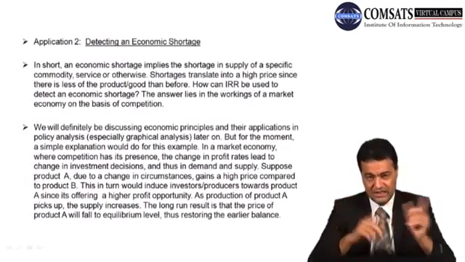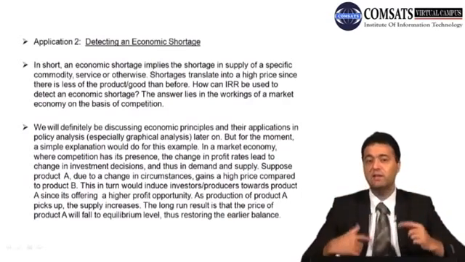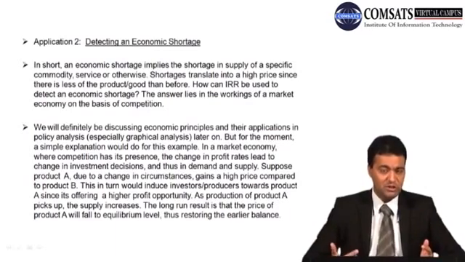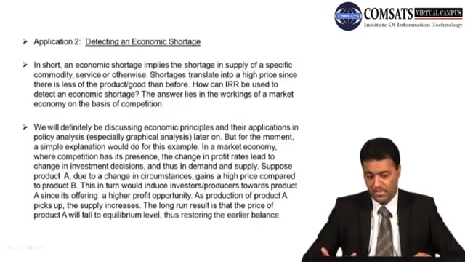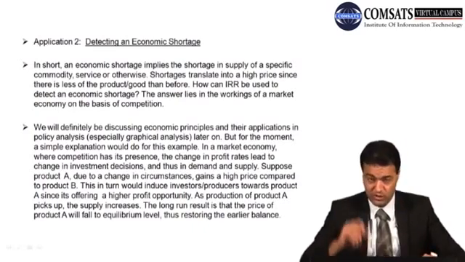So with that change in profitability, there would be changes in other variables too. There would be a change in demand and supply too. Suppose product A, due to a change in circumstances, gains a high price compared to product B. This in turn would induce the producers towards product A, since it is offering a higher profit opportunity. As production of product A picks up, the supply increases. The long run result is that the price of product A will fall to equilibrium level, thus restoring the earlier balance. Now remember, we will go through the graphical analysis.